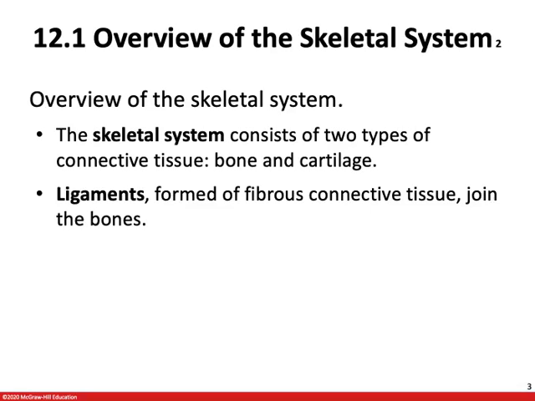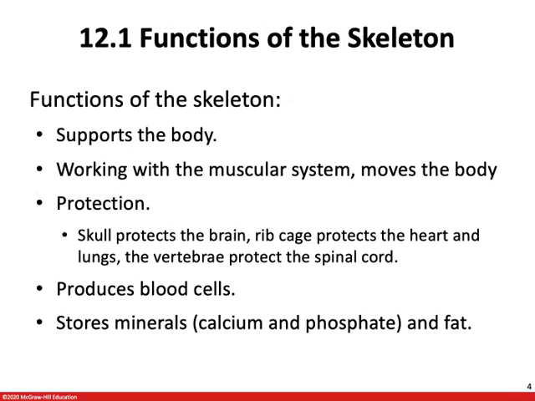Now, we may also see ligaments. Ligaments are going to be formed out of a fibrous connective tissue, and they're going to join the bones together. So the skeletal system is made up primarily of bone and cartilage. However, we do have ligaments that are going to form the connection points between the various bones.